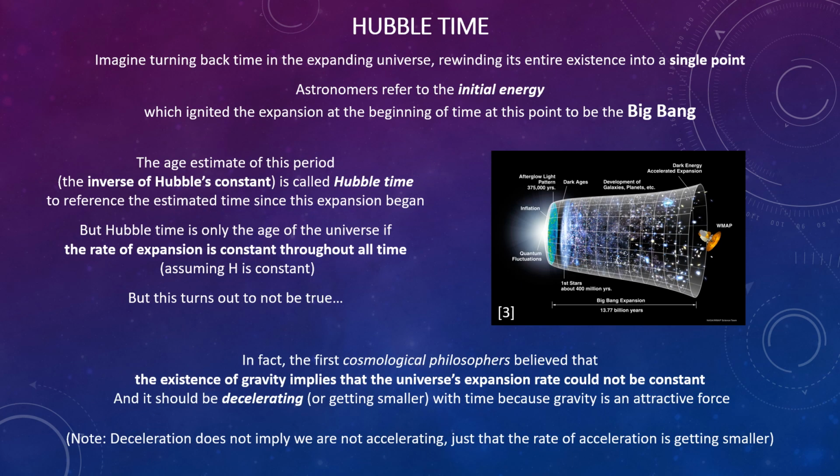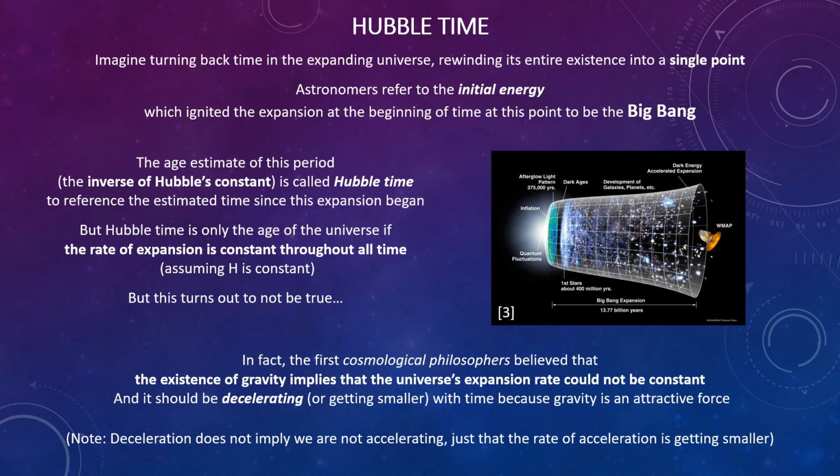So I'm going to introduce this concept of Hubble time. So we know from Hubble's law that there is this expansion rate. But imagine if we could turn back time and unwind that expansion. If something's expanding and you run it backwards, eventually it will go back down to a single point. Astronomers refer to this single point with all of the initial energy that ignited and expanded at the beginning of time as the Big Bang.